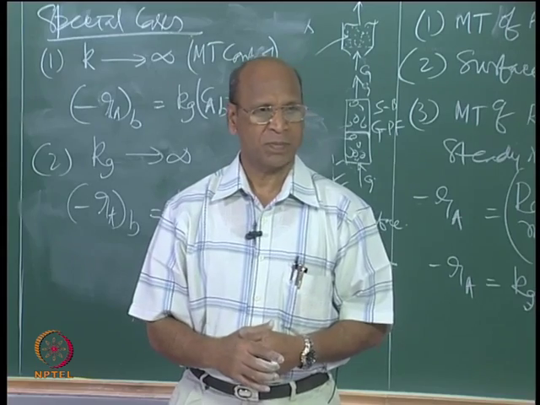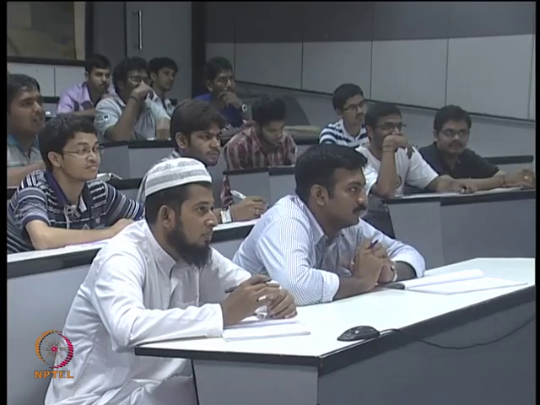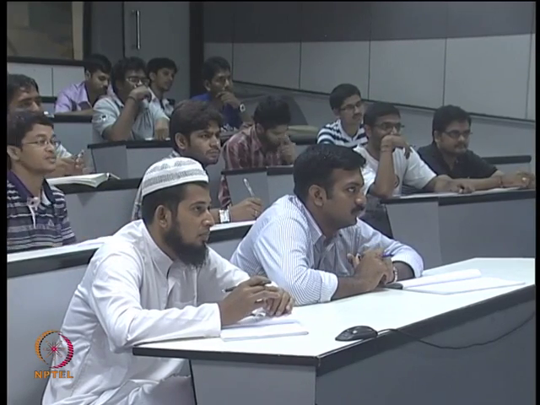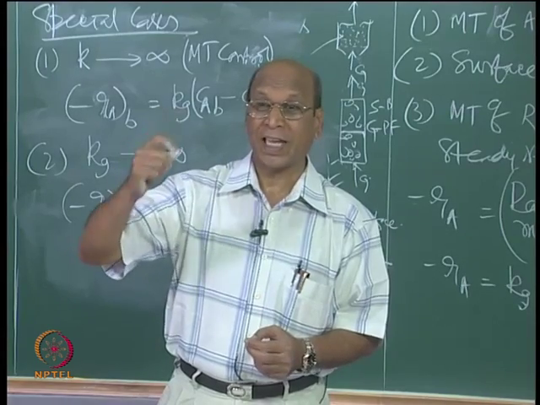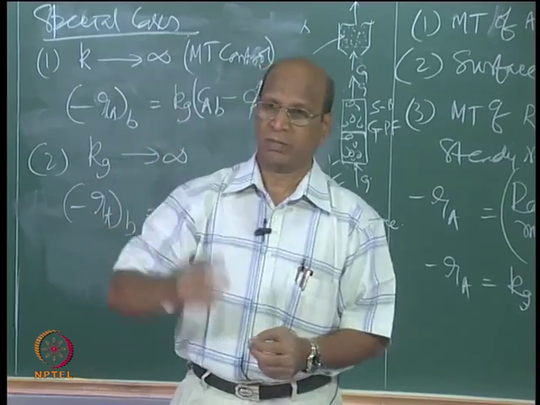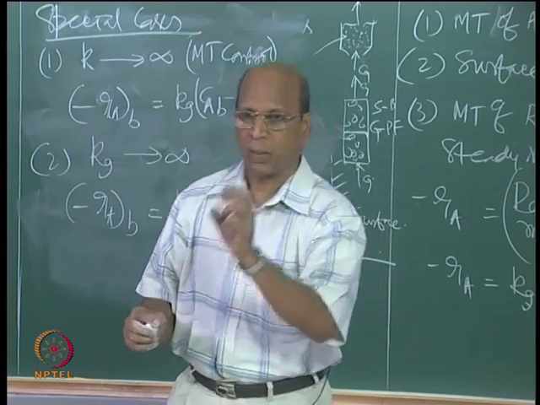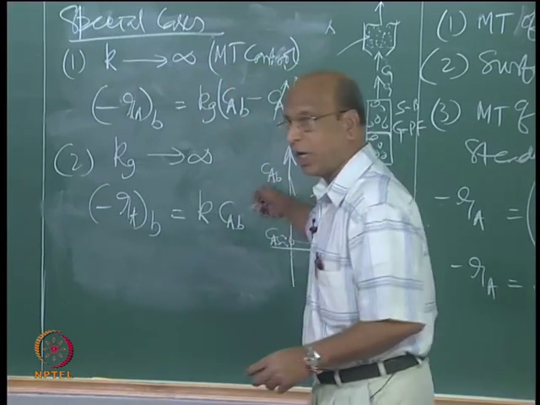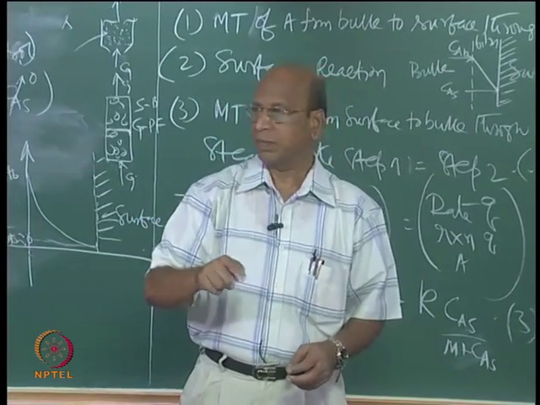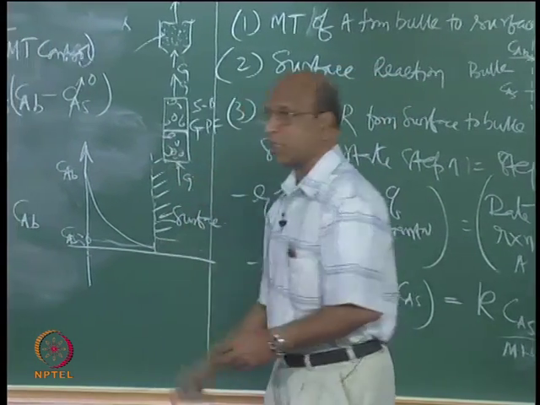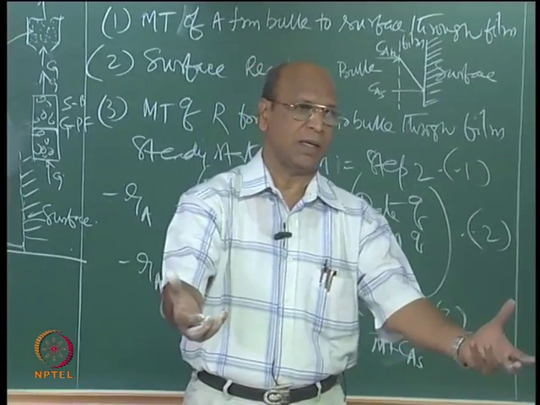On the surface, what is the meaning of that? What is the meaning of k equal to infinity? No resistance. The surface is capable of converting any molecule whenever it just comes there. It doesn't mean that reaction is not there. Whatever molecule comes there, and also what you are drawing for? You are drawing for C_Ab, the reactant. So the moment it touches the surface, it is converted to product. Then what is the concentration of A?